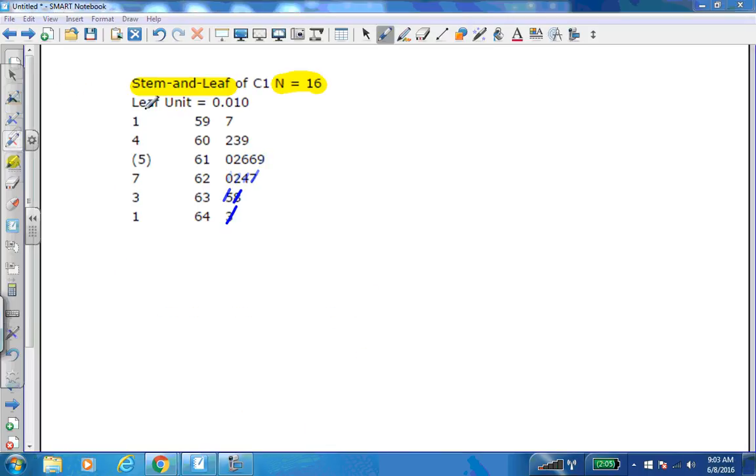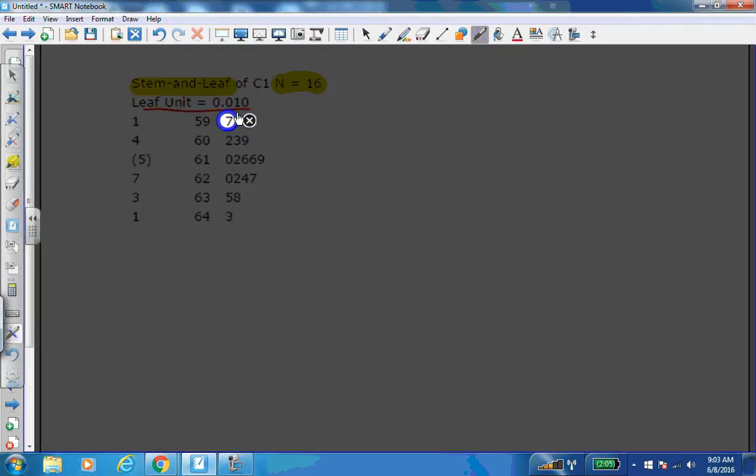And then also notice it tells us what our leaf unit is. If it tells us what our leaf unit is, that means the numbers that are on the leaves, in our case, are in the hundredths position. So that represents 7 hundredths.